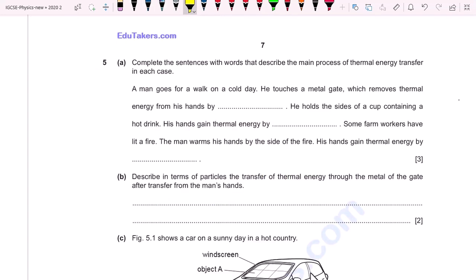Question number 5, part A. Complete the sentence with words that describe the main process of the thermal energy transfer in each case. There are three methods through which the energy transfers. The names of these are conduction, convection, and radiation.